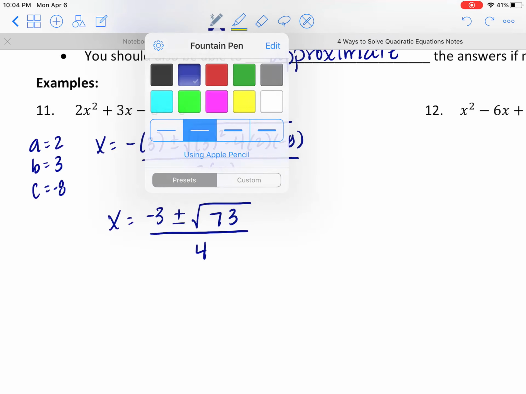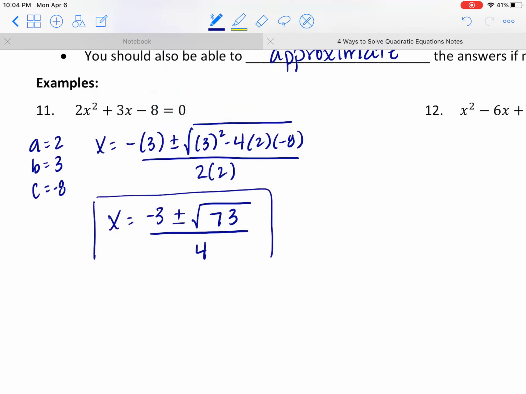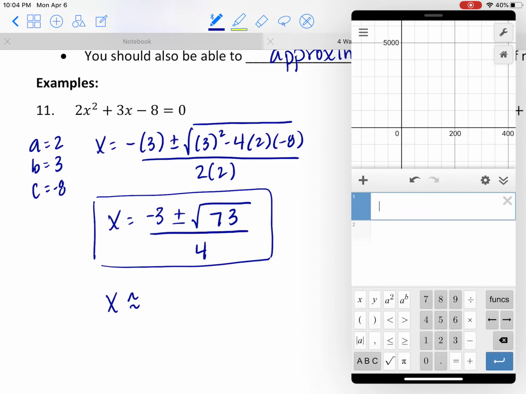Now 73 is a prime number, which is good. That means we cannot simplify the radical. And because the 1 that's here, the 3 and the 4 have nothing in common, this is as far as we go. So these would be our 2 exact solutions here.